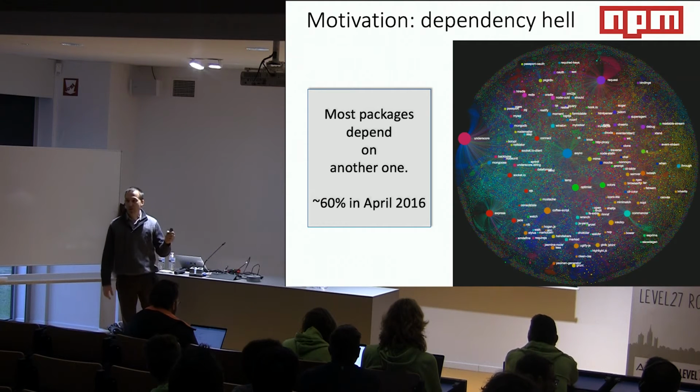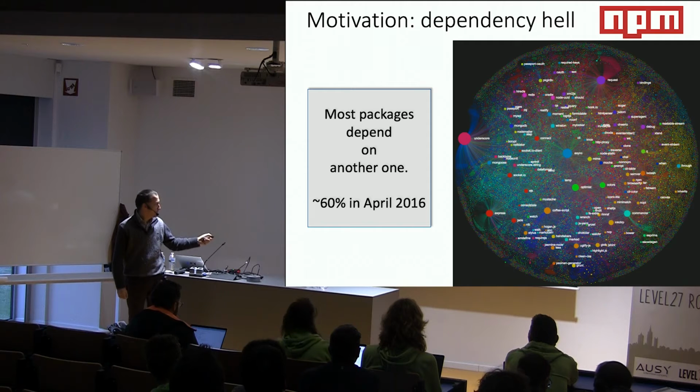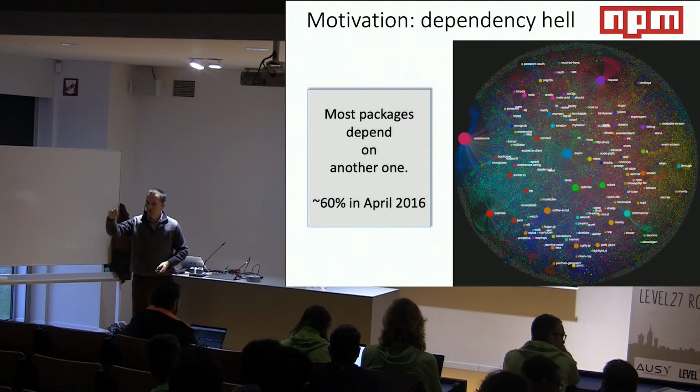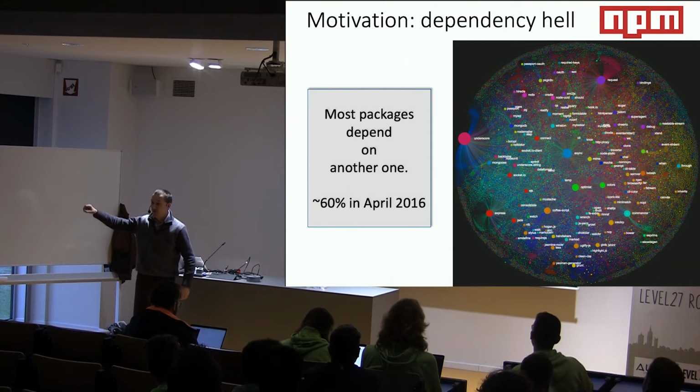We tried to count how many packages depend on each other. Basically, 60% of all NPM packages have at least one dependency on any other, so you have a huge connected dependency graph where if you take one of them, you find 10,000 other packages linked to it.